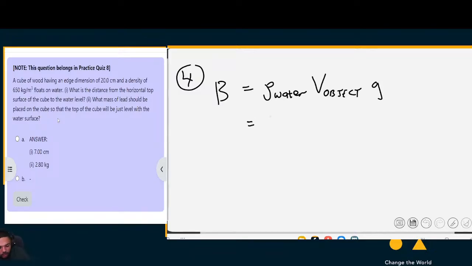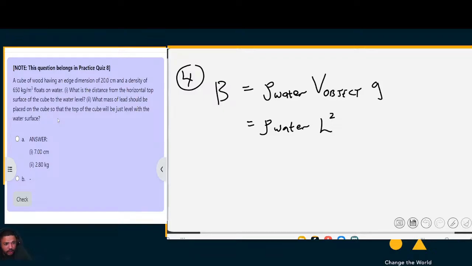Now, what is the volume of the object? Okay, so first of all, we have the density of water times the volume of the object. What is the volume of this object? Note, let's call the side length just L in this case. It's going to be L cubed. Remember, volume is L cubed.